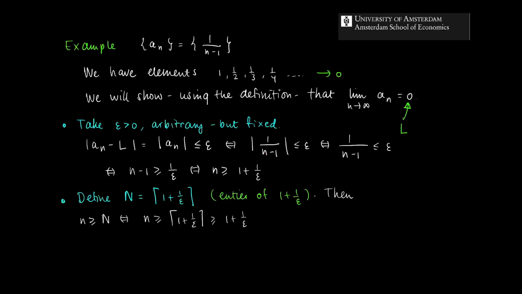So what we do find in the end is that the absolute value of an minus 0 equals 1 over n minus 1, which is smaller equal than epsilon. And this is exactly what we wanted to show. So in this case, we indeed have shown that the limit of n going to infinity of the sequence an equals 0.